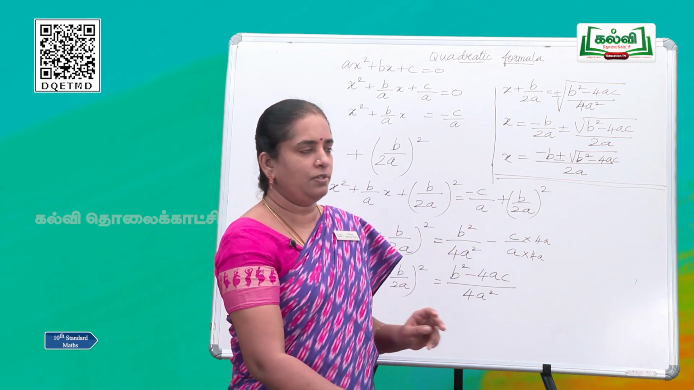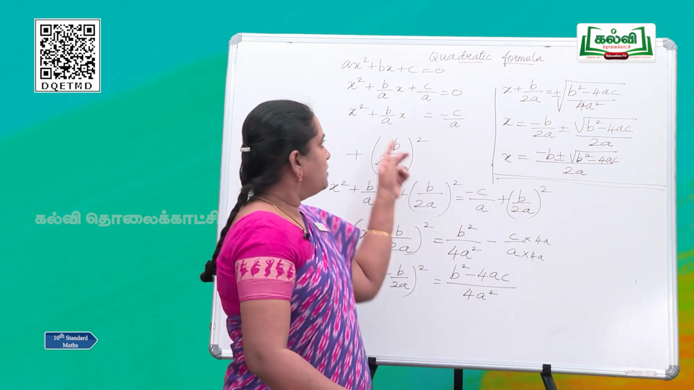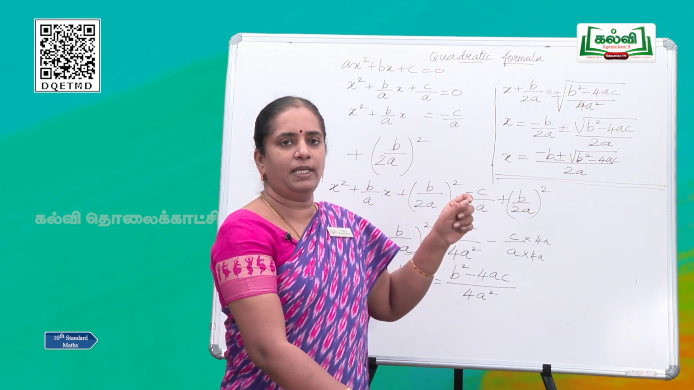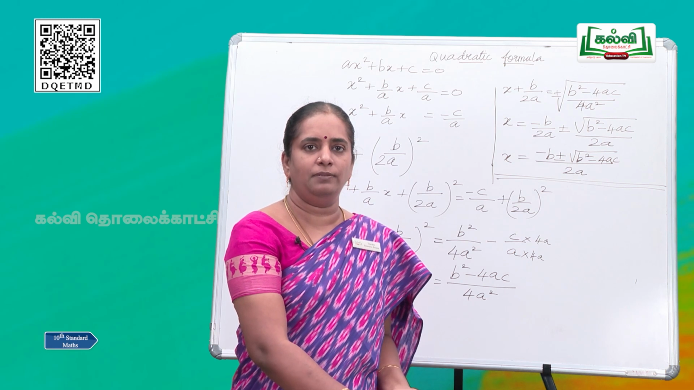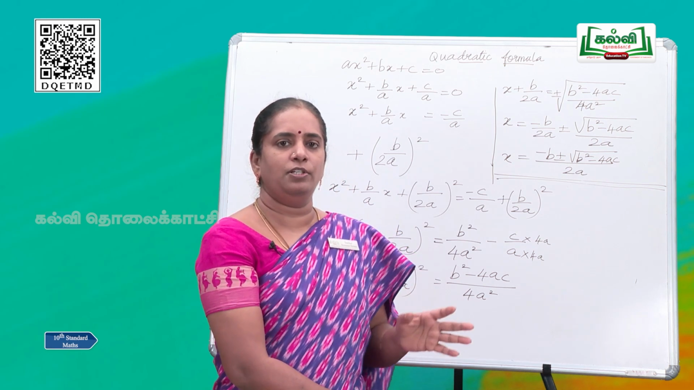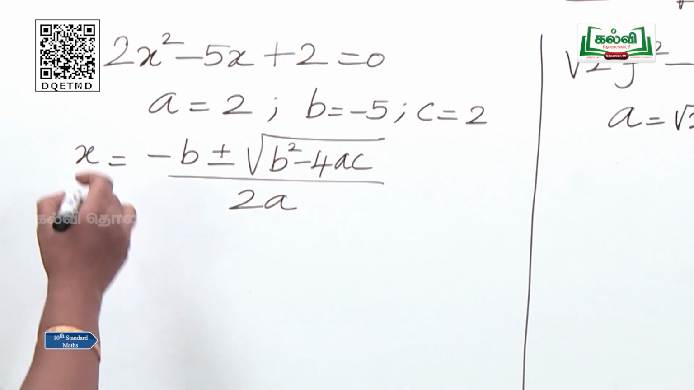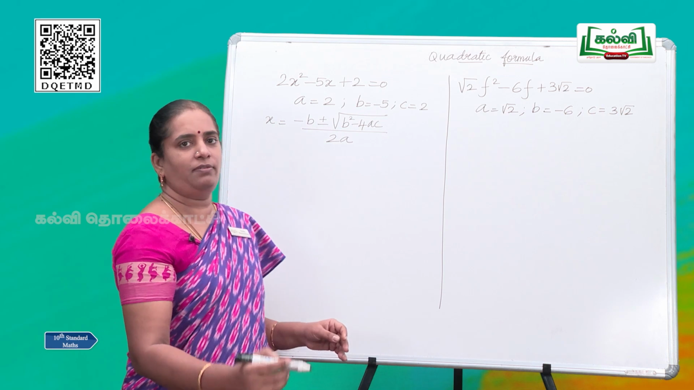Here we have two solutions having plus and minus. So, this is the solution for the equation ax square plus bx plus c is equal to 0. So, shall we do one sum in this model? Yes, we are going to apply the formula and directly get the solution. See, the equation is 2x square minus 5x plus 2 is equal to 0.